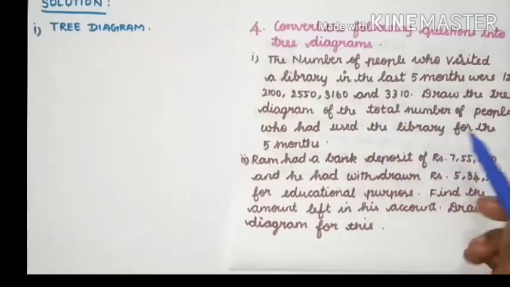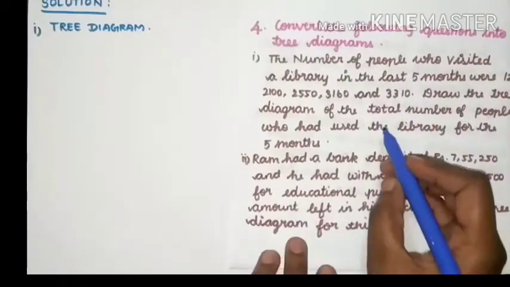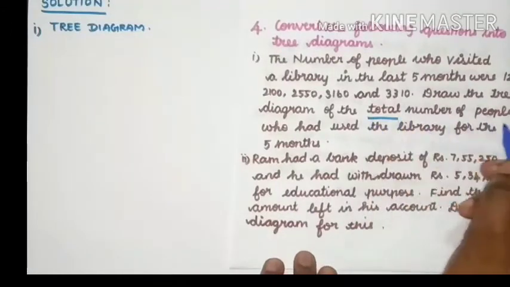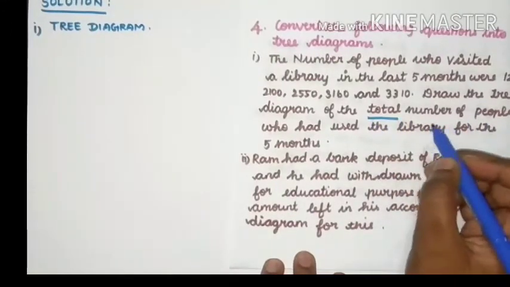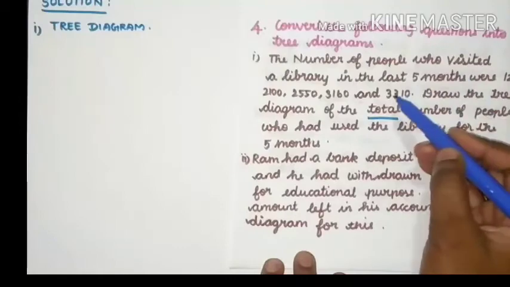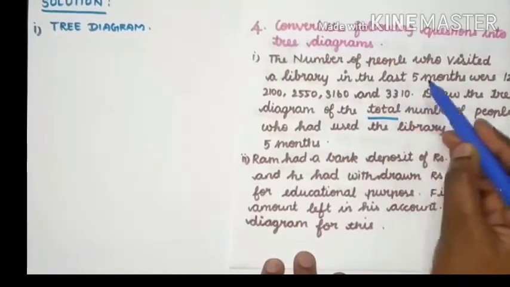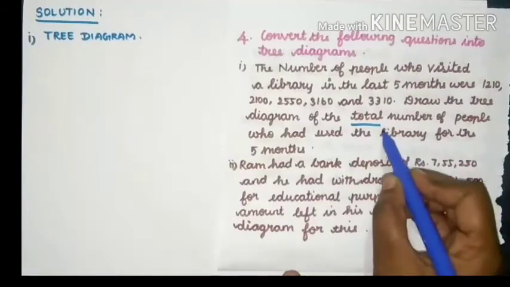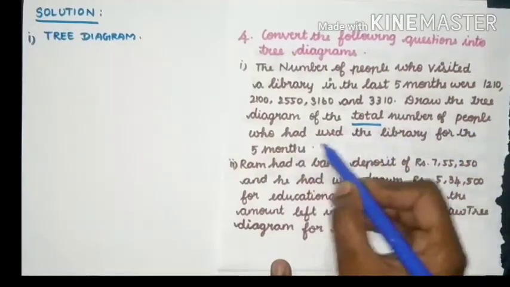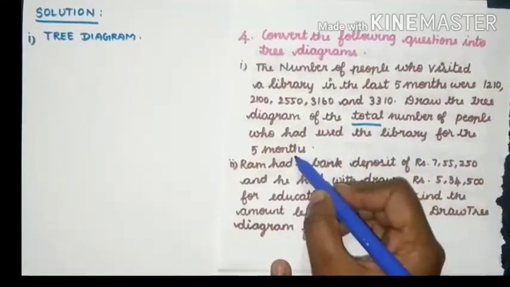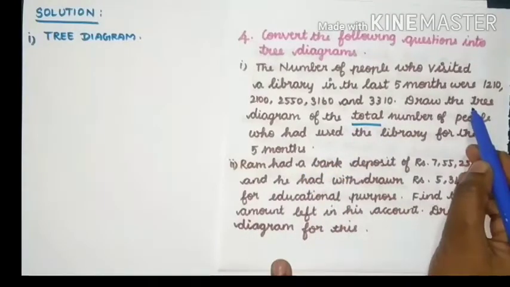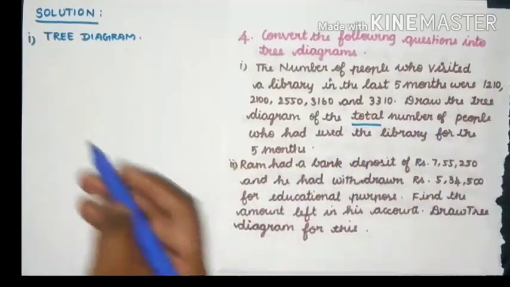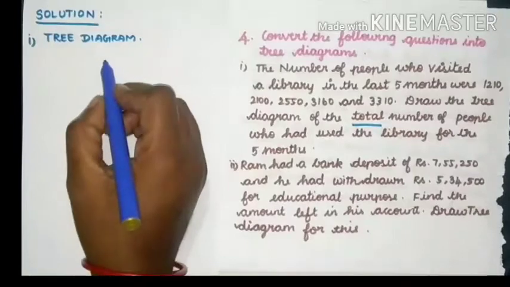We have to find the total number of people. Here the word total represent what? Yes, we have to add the number of people who visited the library in the last 5 months. Now you all clear now? We have to find the total number of people who had used the library for the past 5 months through tree diagram. Okay, now let's make a tree diagram.